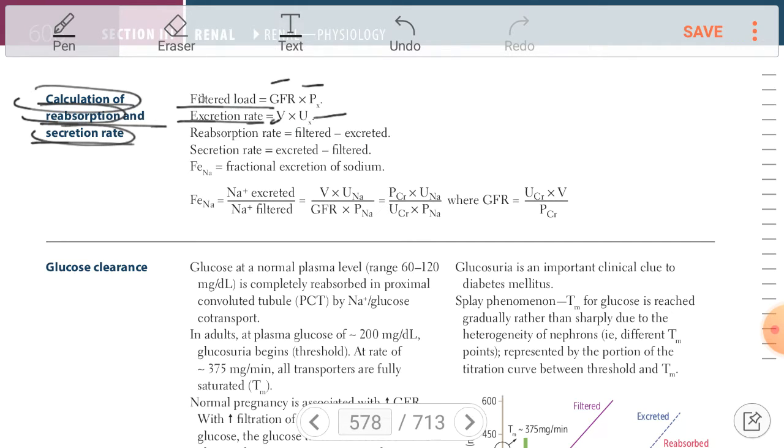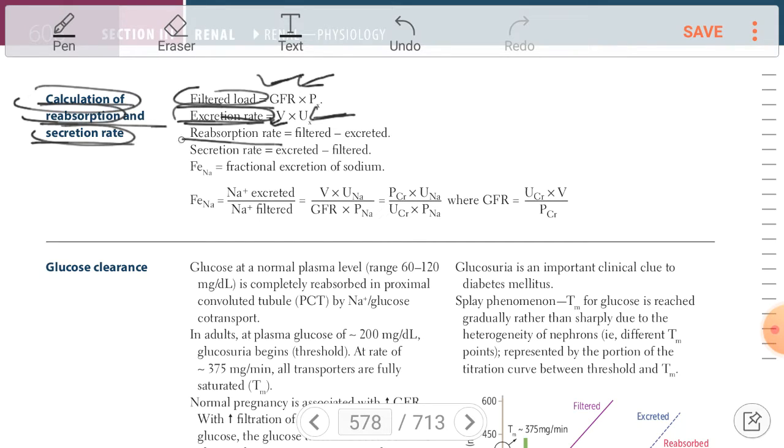So if there is filtered load, what will you need? You will need the glomerular filtration rate and the plasma concentration of this substance. And if there is excretion rate, what will you need? You will need the urine flow rate and the urinary concentration of this substance. Then we spoke about reabsorption, secretion, filtration and excretion.